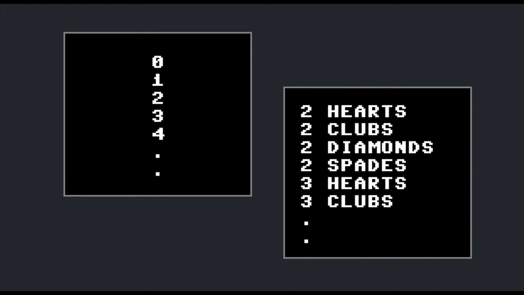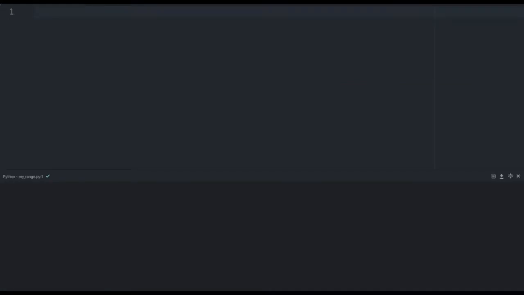Look at the examples. On the left you see a generator that generates numbers, and on the right you see a generator that generates a deck of cards. Let's take the number generator as our example. Let's pretend we did not know there was something like range in Python and we would implement range ourselves. There are many ways to do this, and we will just pick one.